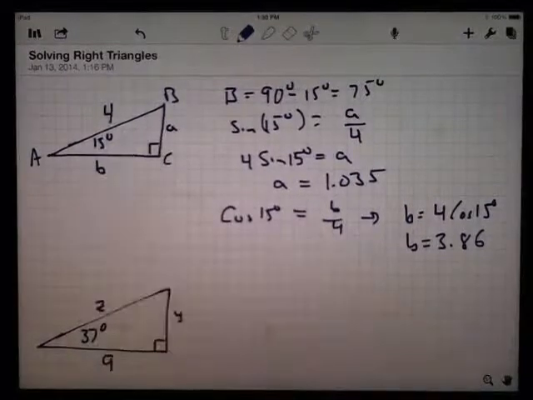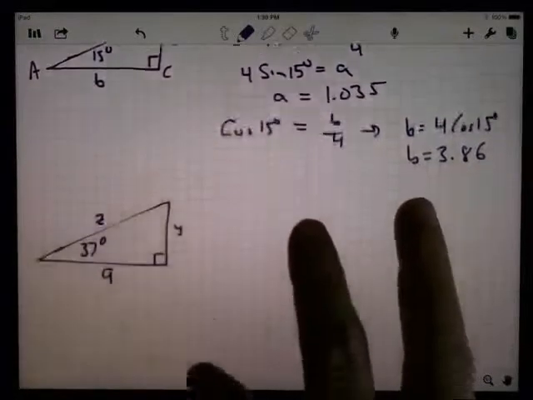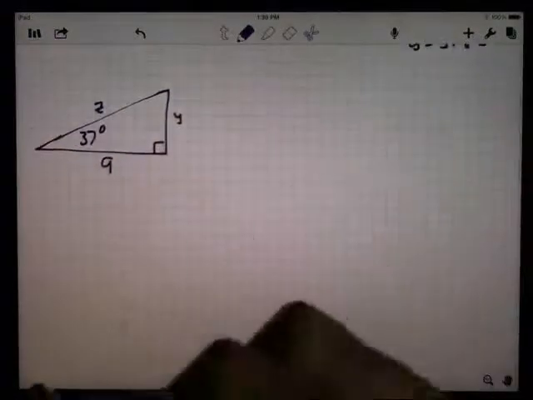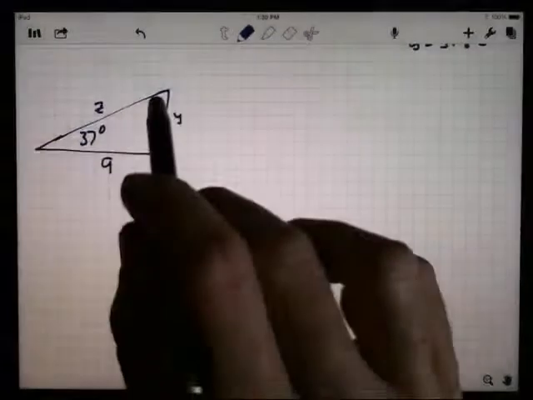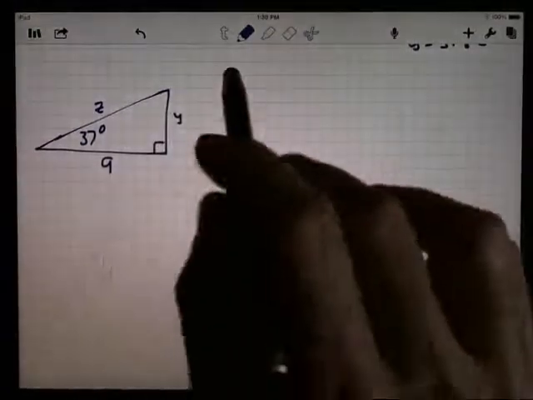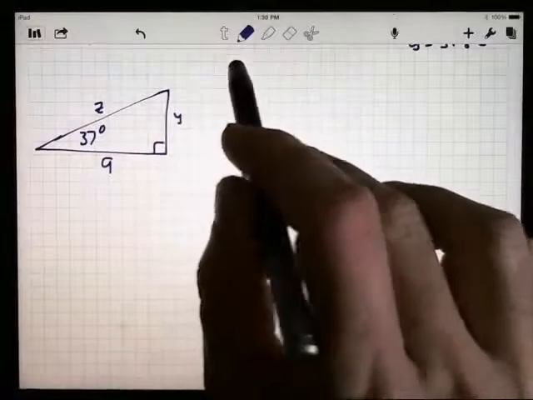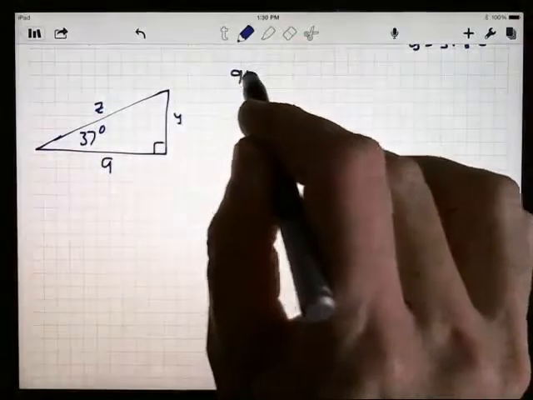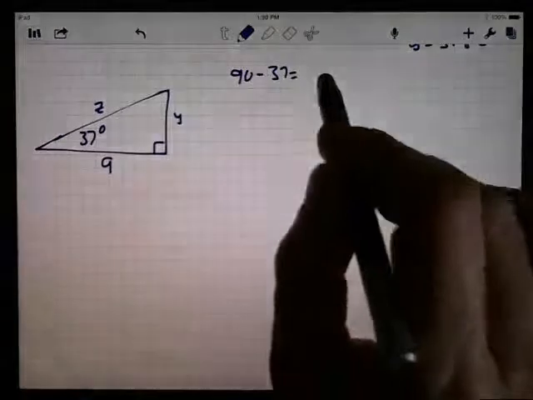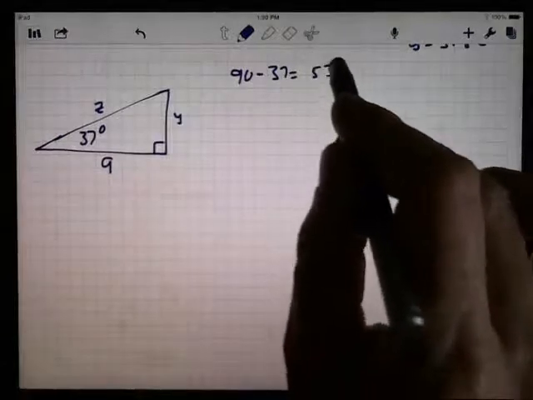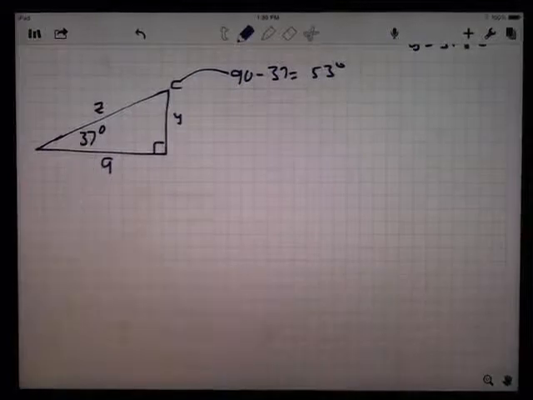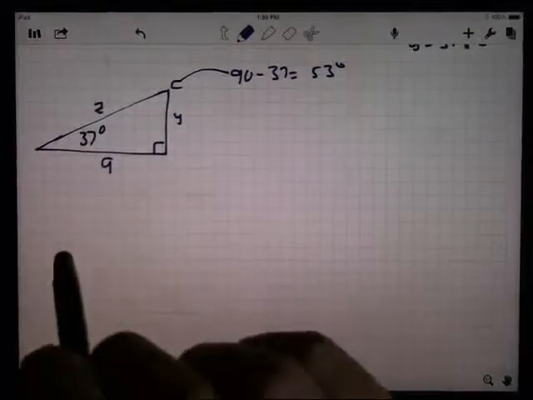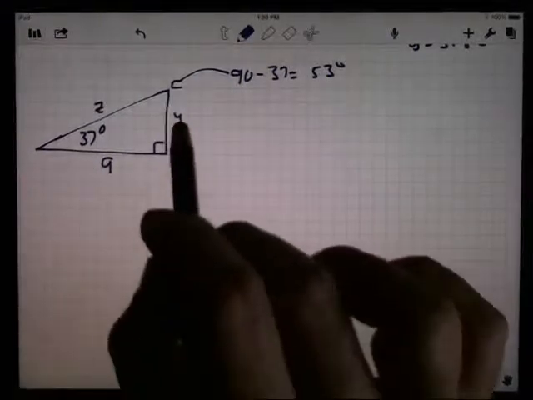Okay. Now let's come down here, take a look at this one. Here I've got a 37 degrees. It wouldn't be too hard to figure out that other angle, whatever that would be. 90 minus 37 is 53 degrees. So that would be that angle if you really needed to know it. But let's work with the 37 degree angle here. And let's find side y.